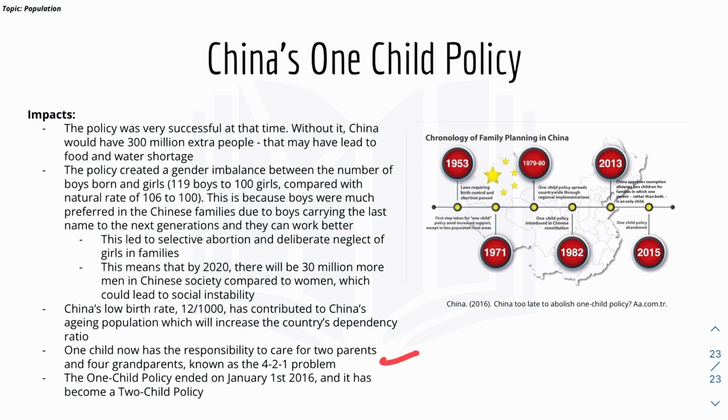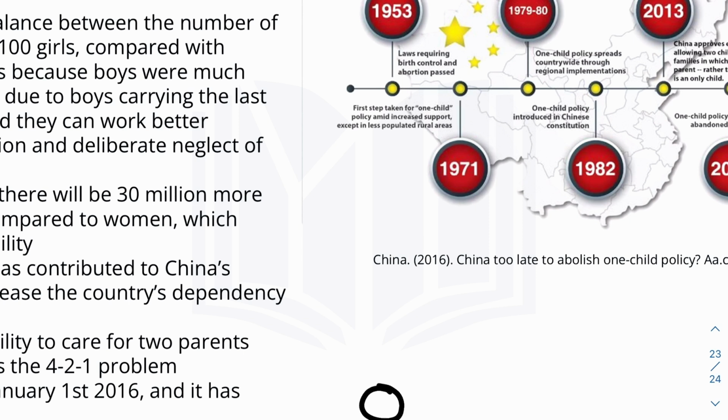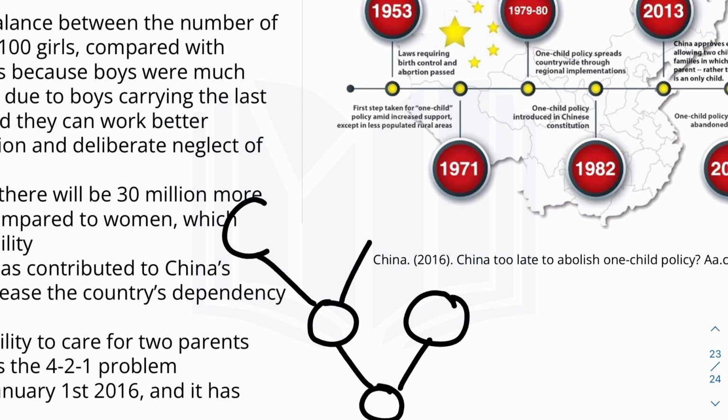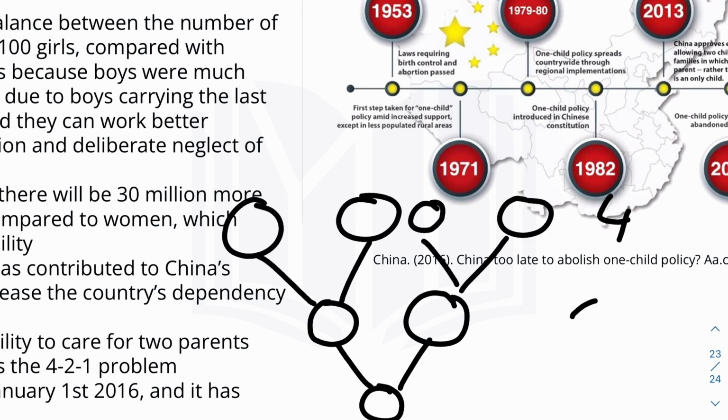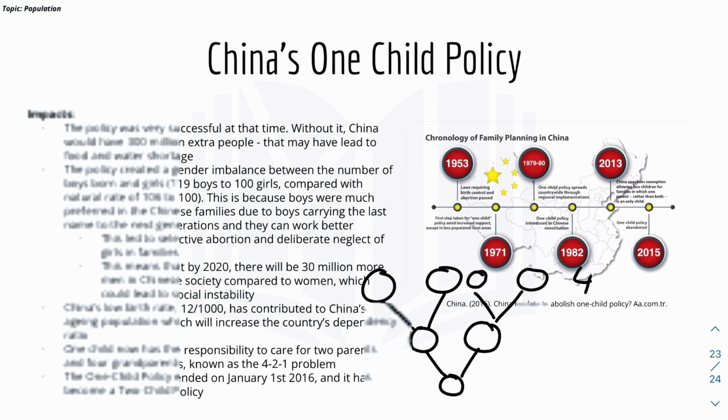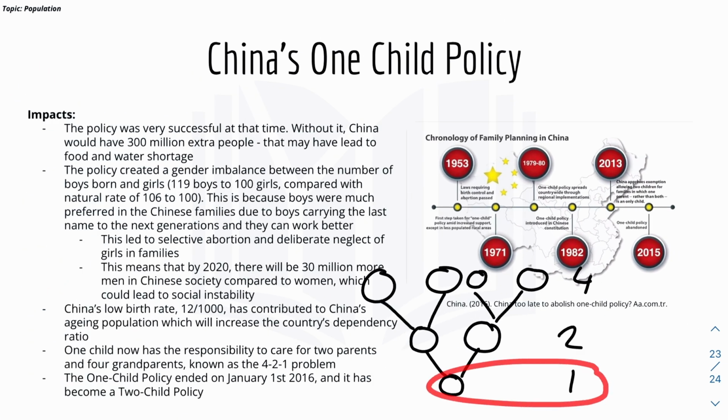And this policy leads to an issue called the 4-to-1 problem. Because we have one child, the child has two parents, and the parents each have two parents. So it's called the 4-to-1 problem, where when the child gets older, they have to support two parents and 4 grandparents, which is quite a burden on the single child. And on January 1st, 2016, the policy became a 2-child policy.